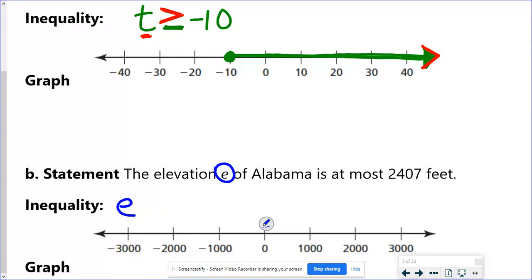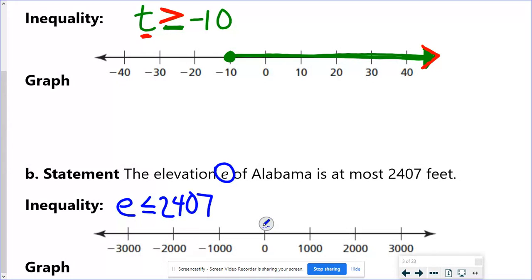That must be the tallest point in the state, so it could be less than 2,407, or it could be equal to that. If that is exactly the tallest point, then it's equal to that spot. Oh, and I lost my 7 there, sorry. When we graph this, because this number is fairly large, typically we wouldn't have 2,406, 2,407, 2,408.